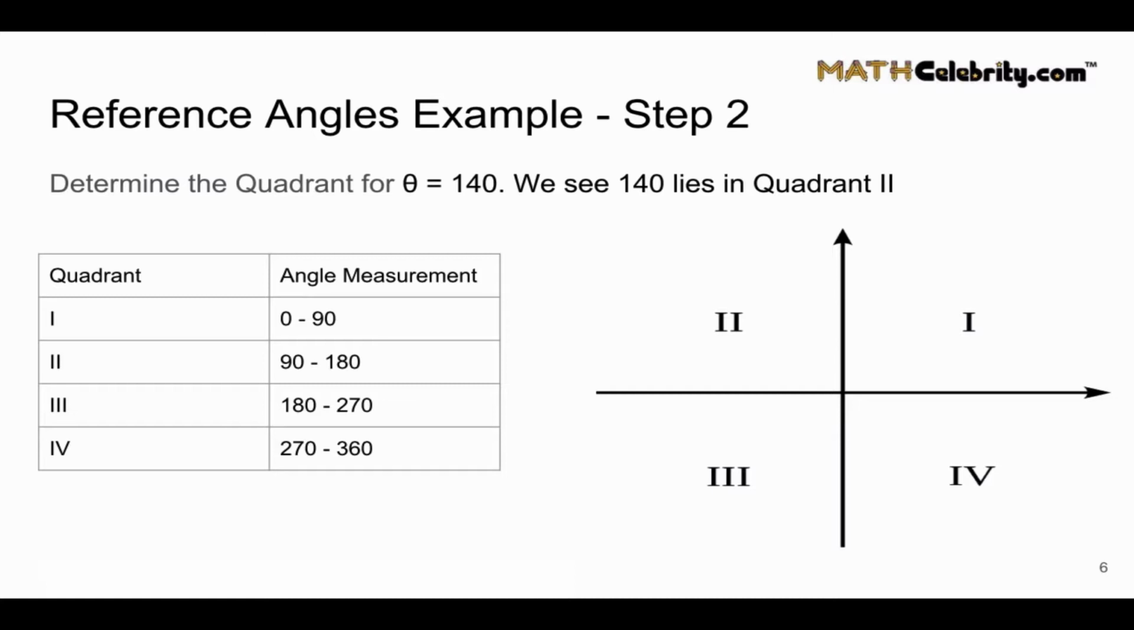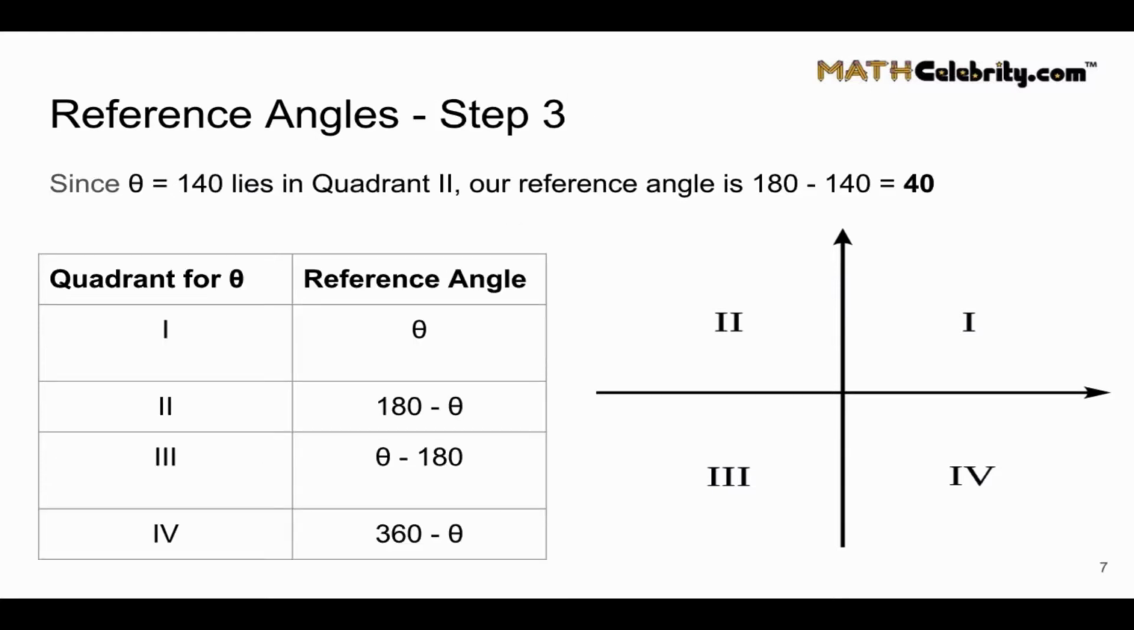We need to determine the quadrant for angle theta equal to 140. And on our chart, we see 140 lies within quadrant 2. So now we take quadrant 2 and we shuffle on over to step 3. For quadrant 2, the reference angle formula is 180 minus theta. And remember, our new theta was 140. So we take 180, subtract 140, and we get 40. And this is our new reference angle.